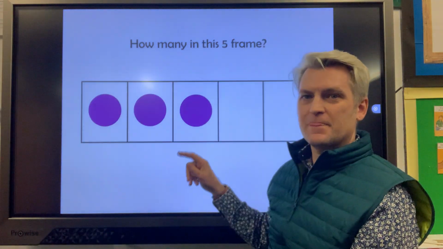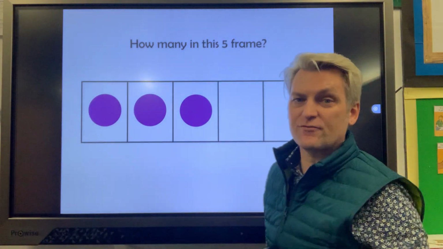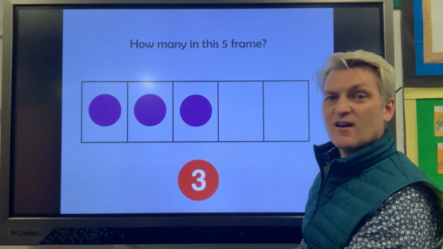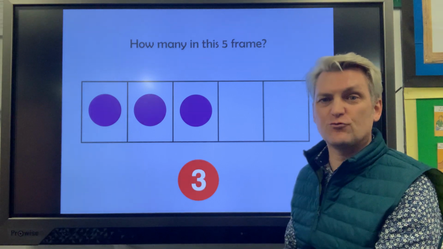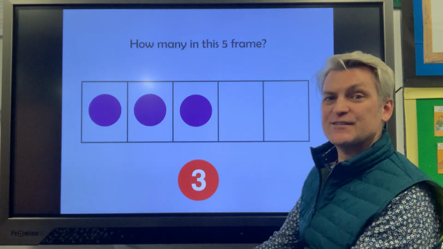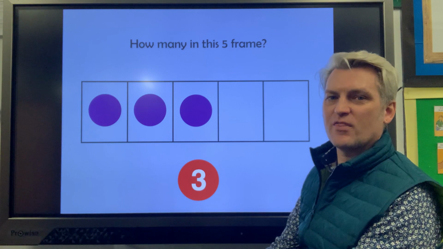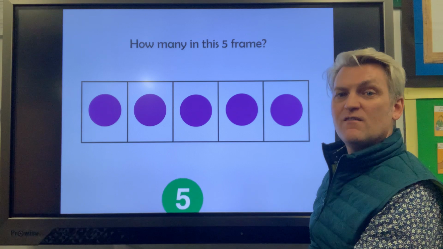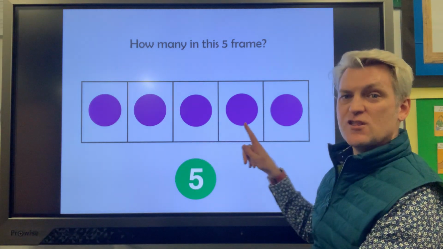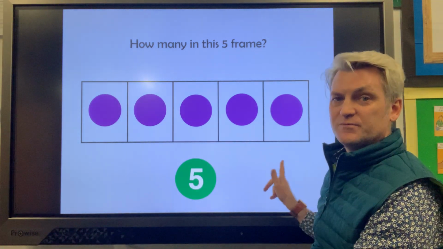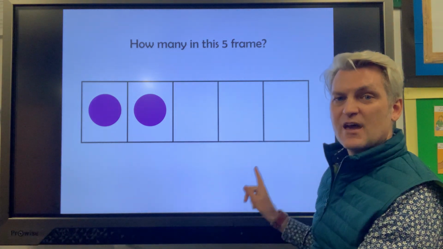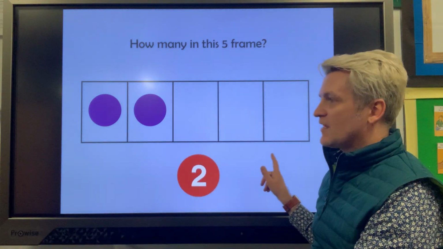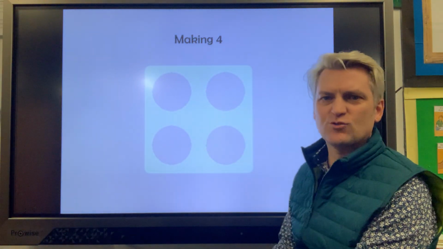Here we go. Now, how many on this 5 frame? Let me move over here a bit. There are 3 on the 5 frame. Remember, we're trying to get really good at recognising, at subitizing how many are on the 5 frame. How many on this one? There are 5, and we know that because there are no spaces at all. Next one, how many? There are 2. 2 on this 5 frame. How many? Oh, that's all of them.